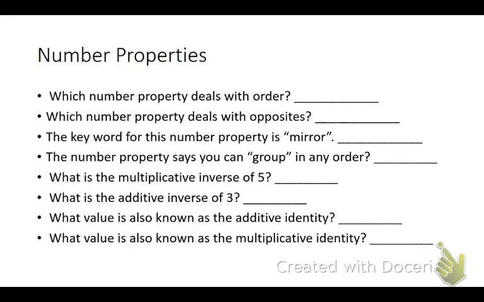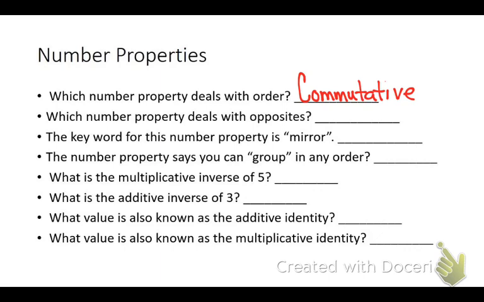So the first question is, and you need to at least write the answer on your paper, and go ahead and number these. Which number property deals with order? Write the answer on your paper. So what is it, guys? It is the commutative property. Very good.